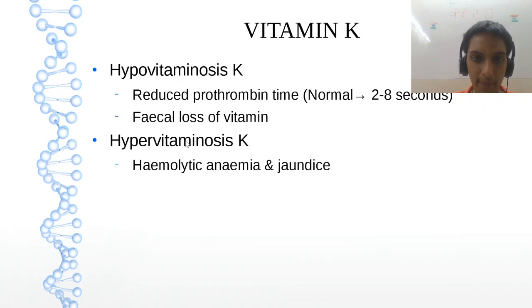Let's see the applied aspect. Hypo and hypervitaminosis K. First hypo: reduced prothrombin time. Normal prothrombin time is 2 to 8 seconds. Clotting time is also briefly that. If you are asked in the viva regarding clotting disorders, you can give briefly about purpura also. Purpura will also see an increased prothrombin time. The prothrombin time will be affected in purpura.